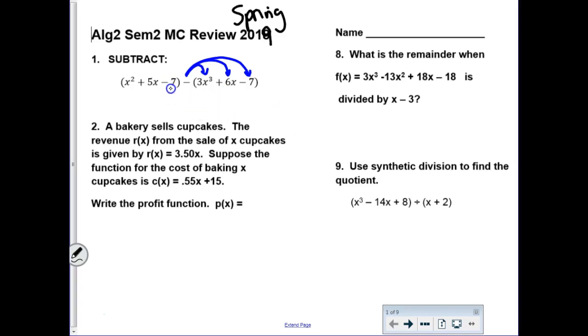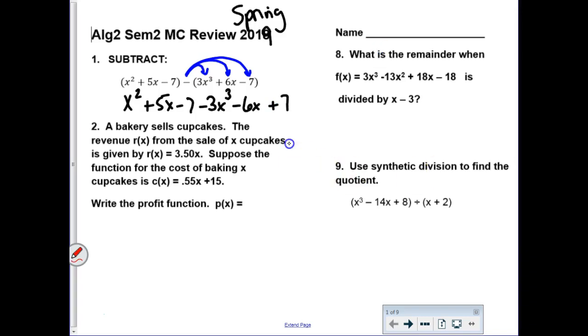So what I would suggest you do on this question to ensure that you get it right is distribute that negative sign and rewrite the polynomial without the parentheses. So x squared plus 5x minus 7, and then this becomes a minus 3x to the third. This becomes a minus 6x, and this will become, carefully, plus 7 on the end.